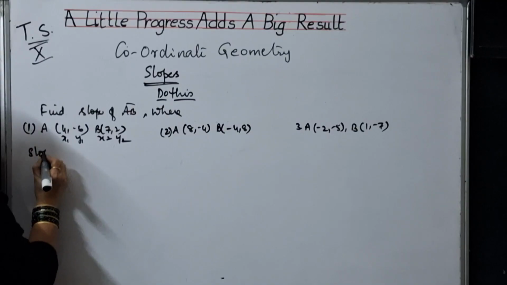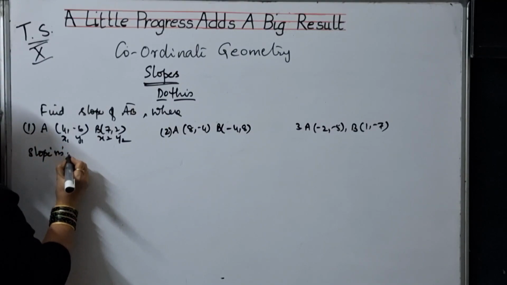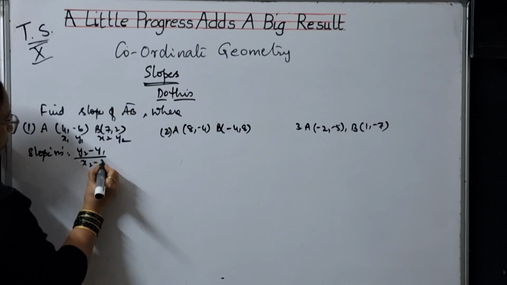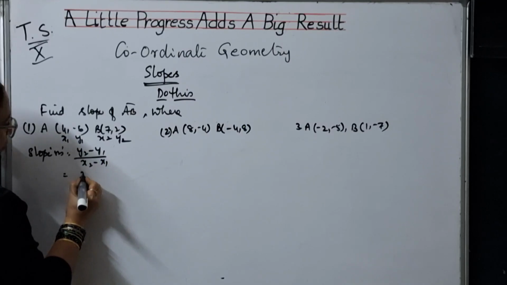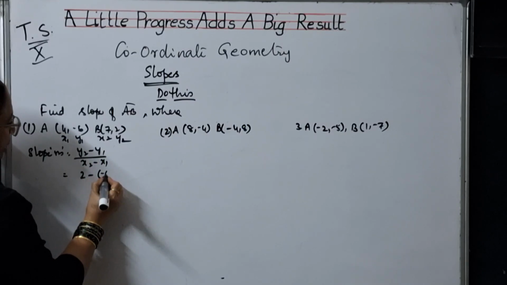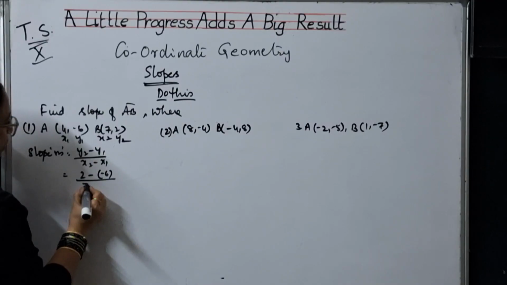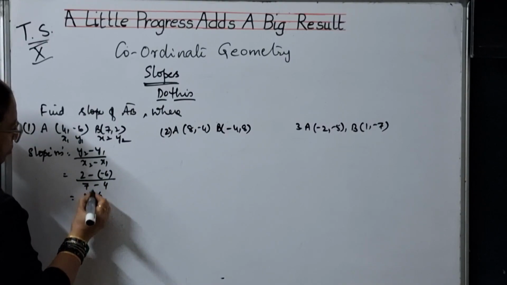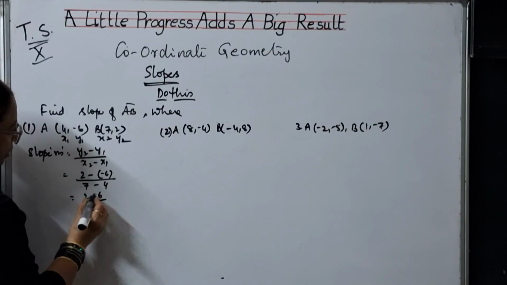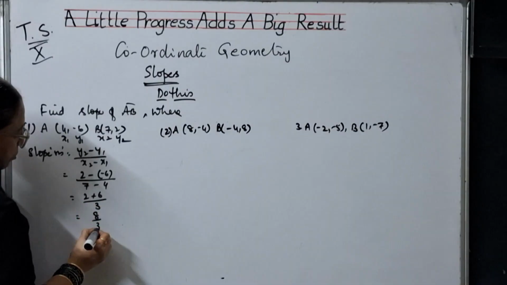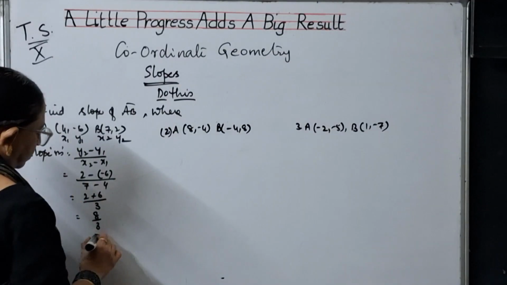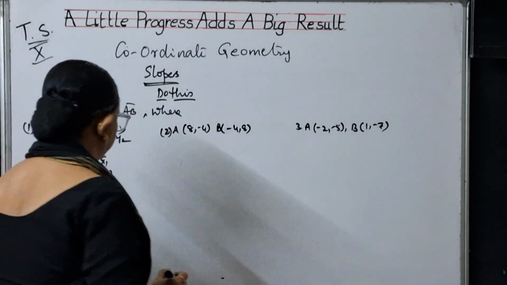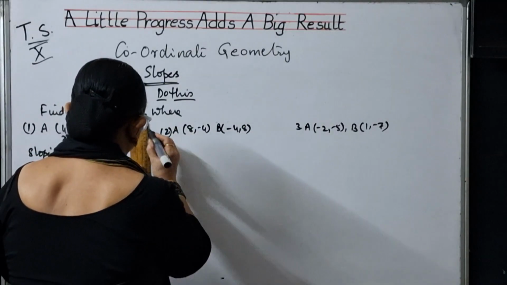So slope m is equal to y2 minus y1 by x2 minus x1. That is 2 minus 6 by 7 minus 4. That is 2 plus 6 by 7 minus 4 is 3. That is 8 by 3. This is the answer, children, for this problem. Now let us see the second one.